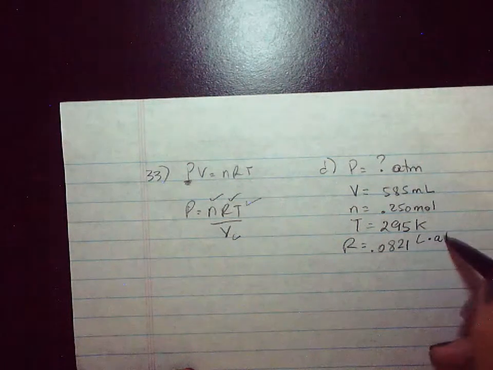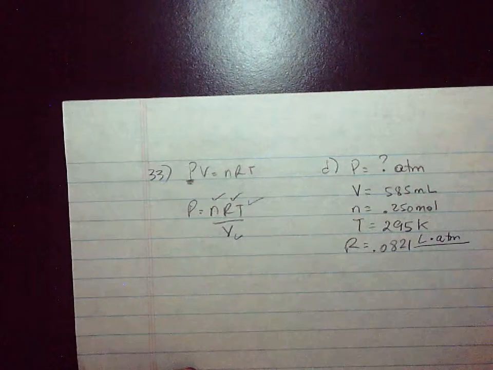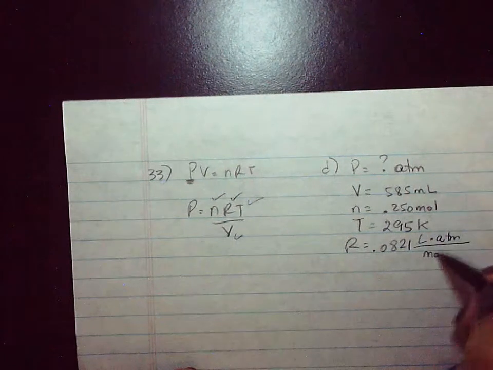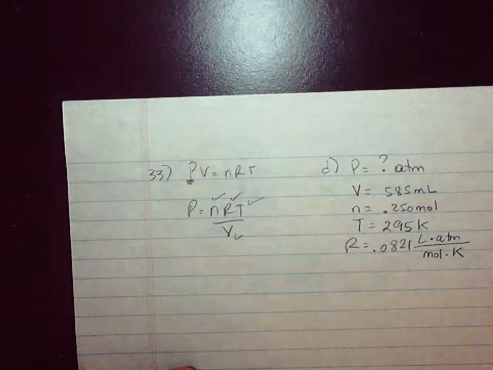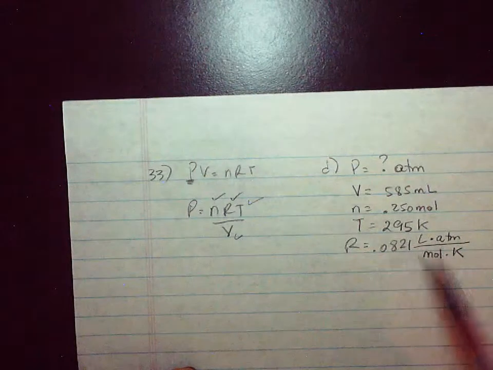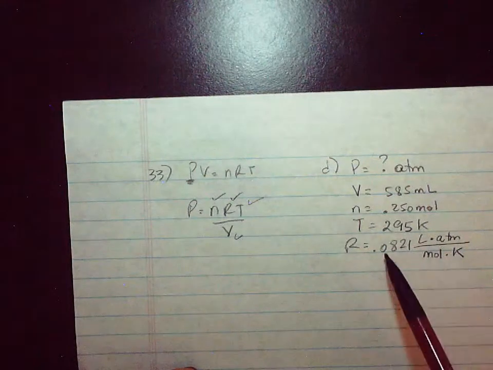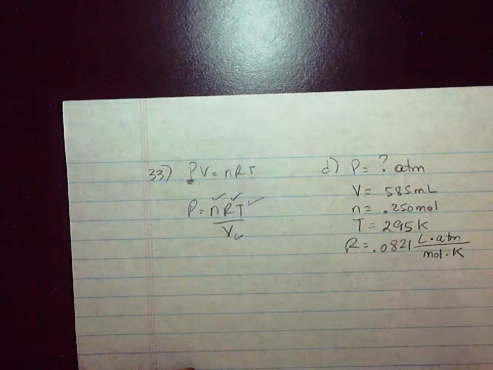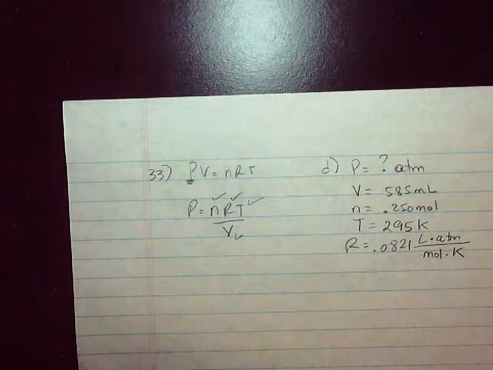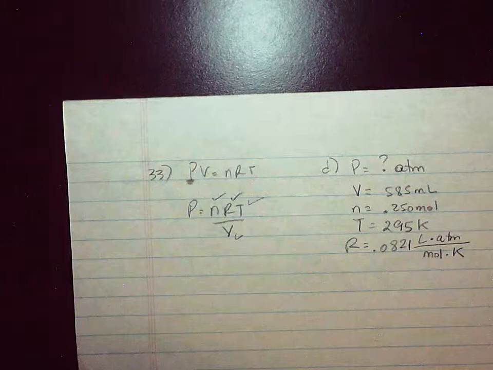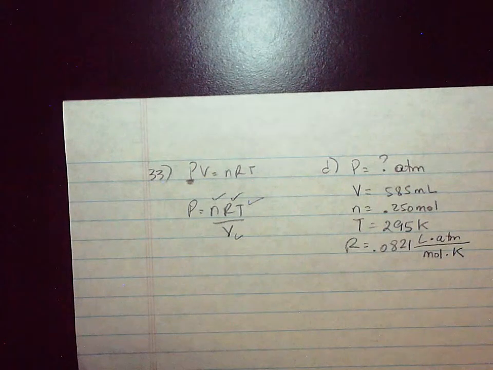Liters times atmospheres over mole Kelvin. Because that's the unit for R, derived by experiments in which the volume was measured in liters, the pressure in atmospheres, and the temperature in Kelvin, it dictates that all the other variables be in those same units before you shove those numbers into that equation. All right, so let's take a look.